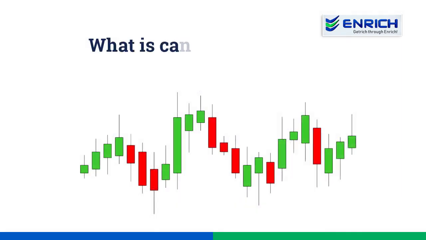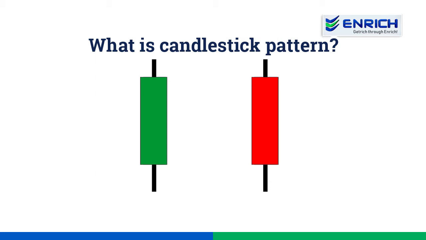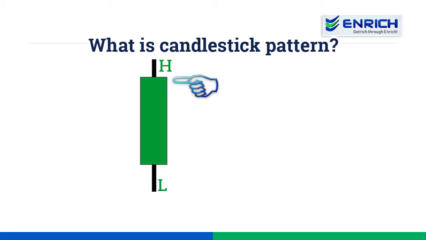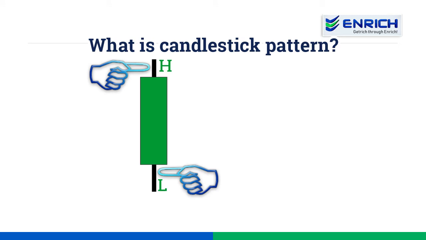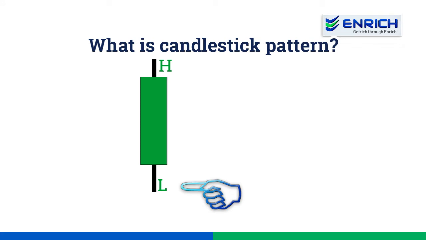So what is a candlestick pattern? As you can see here, candlesticks are basically formed of two colors, green and red. Some charting platforms still follow the traditional black and white color. Now when you see a green candle, it means the prices have closed higher for that session. These sticks are called the wicks or the shadow. This is the high of a trading session and this is the low of a trading session.